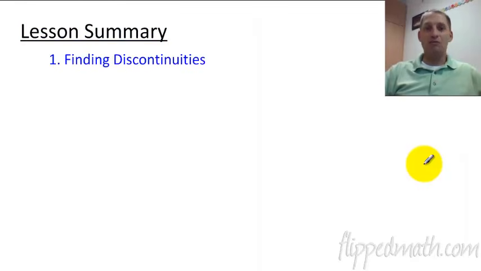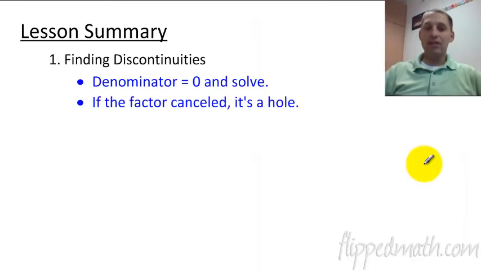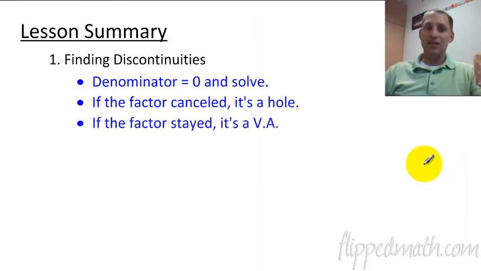Boom. Lesson summary. First thing, we're finding discontinuities. How do we find discontinuities? You take the denominator, you set it equal to 0, and you solve. That's how you find a discontinuity. If the factor canceled, it's a hole. It's one of those little gaps in the graph. If it didn't cancel, if it stayed there, then it's a vertical asymptote. Denominator equals 0, solve. There's finding discontinuities.